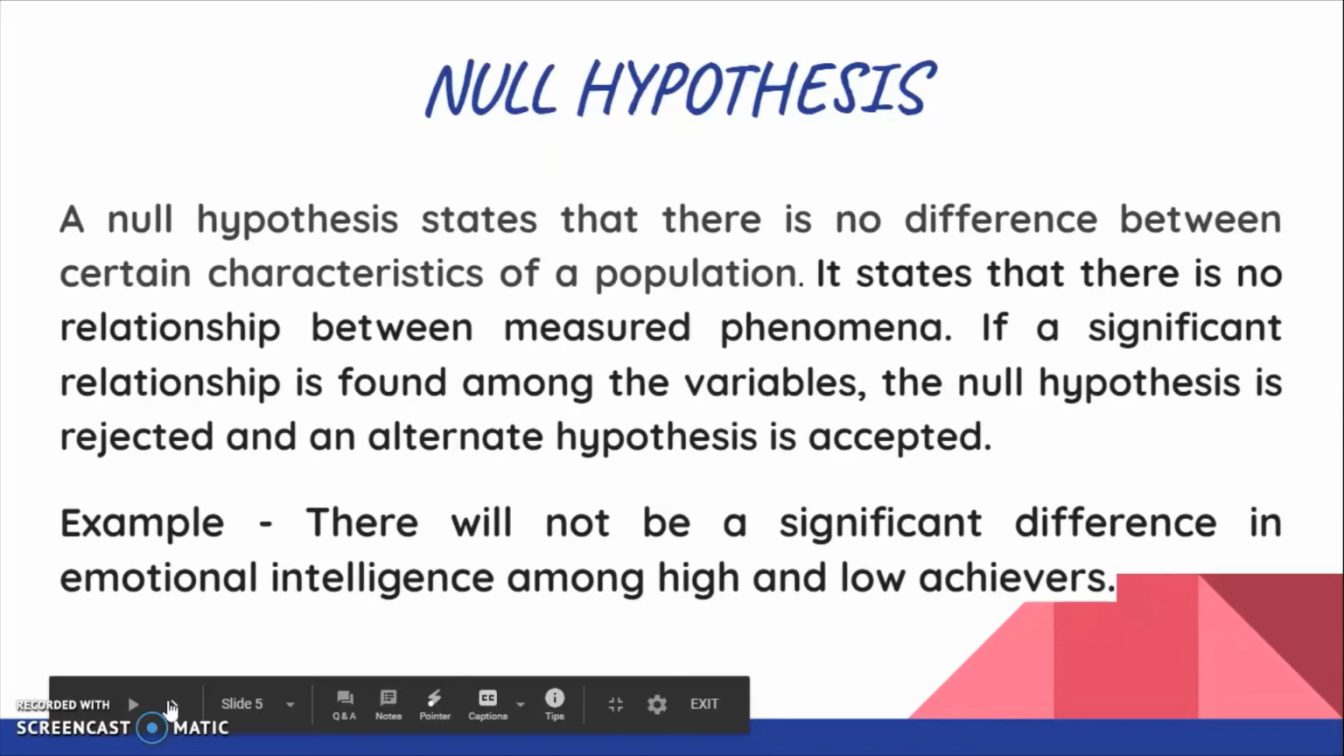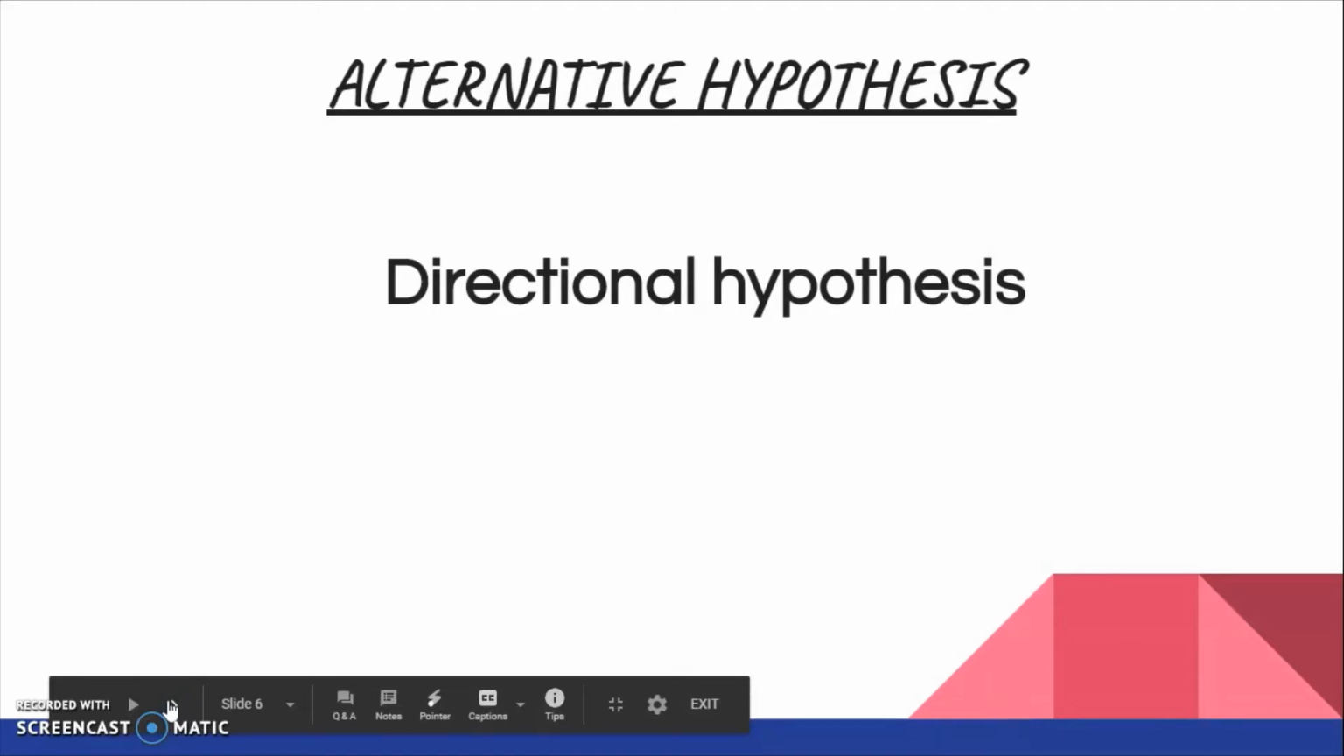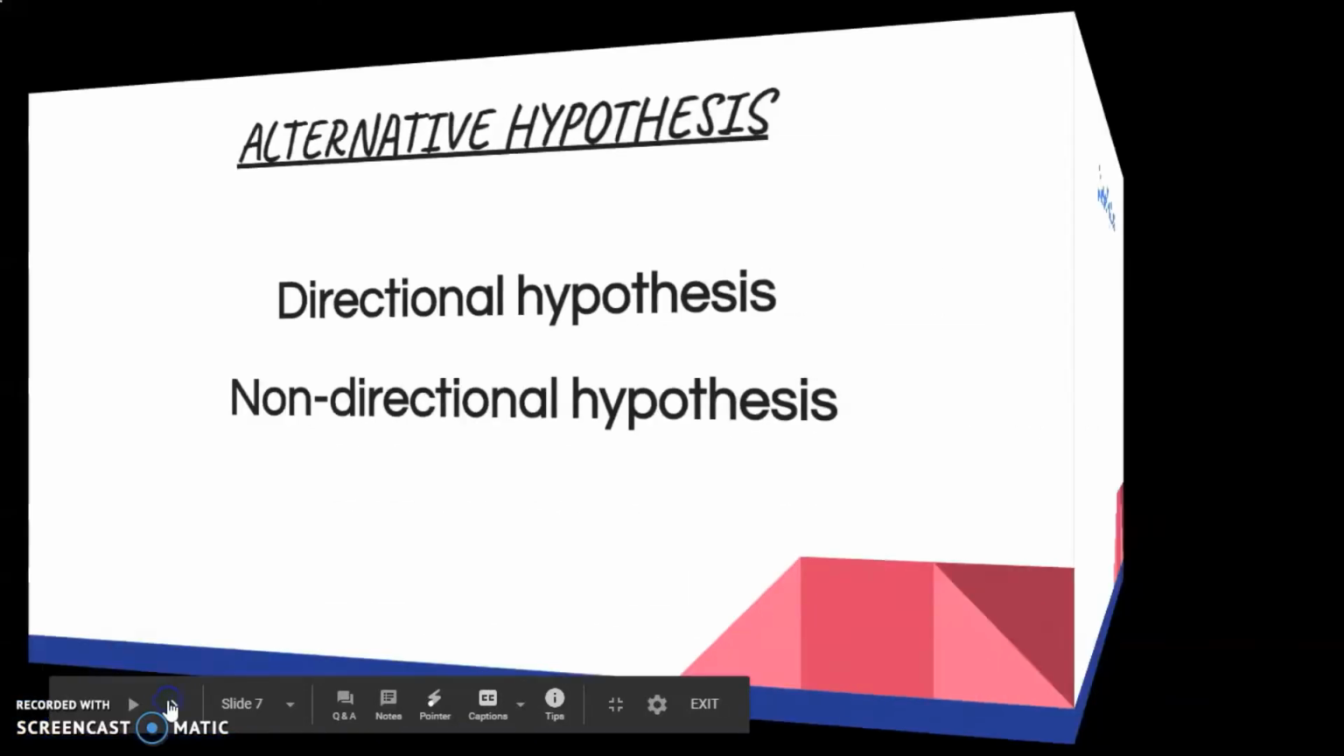So here what we are doing is that after the research, if we find a relationship, if we find a significant difference, then we'll reject the null hypothesis and we'll take the alternate hypothesis, and then we'll say whether a significant difference is there or not. We accept that alternate hypothesis and the null hypothesis will be rejected. And then what is an alternative hypothesis? There are two types. One is directional hypothesis and the other one is non-directional hypothesis, and then we'll see what they are.